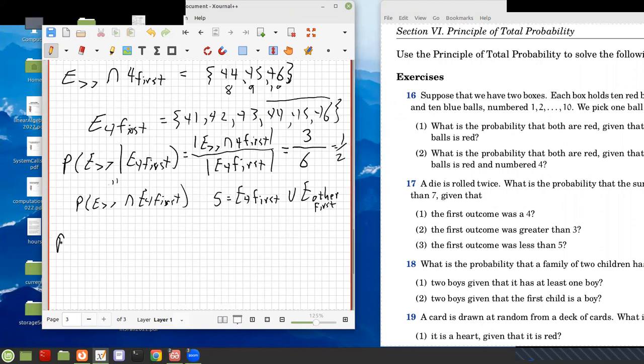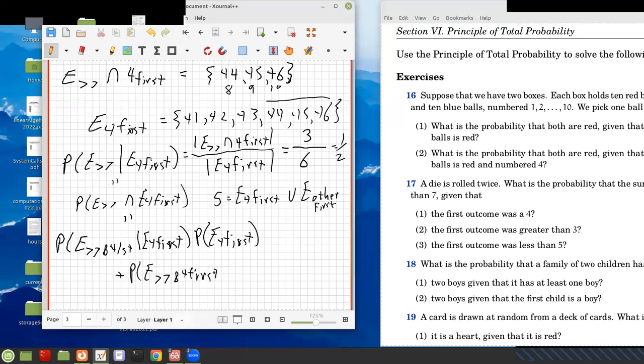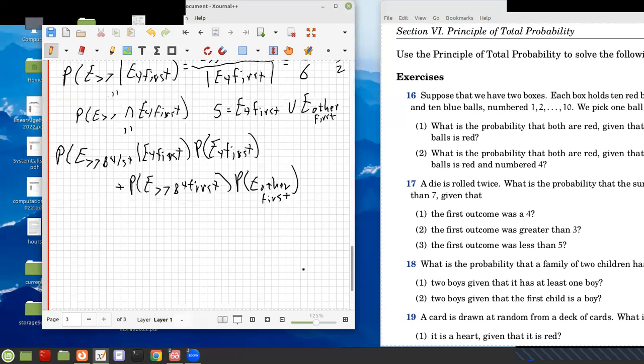Then I know that the probability of the intersection is going to equal the probability of the event greater than 7 and 4 first, awkward to write, given that E 4 first occurs, times the probability of E 4 first, plus the probability of E greater than 7 and 4 first, given E other first, times the probability that E other first. Okay, so it divides into these two halves.